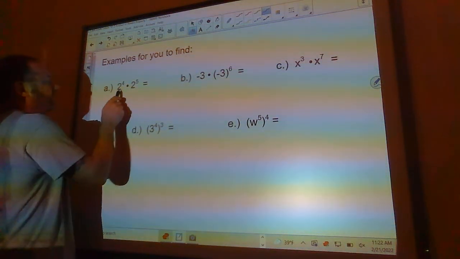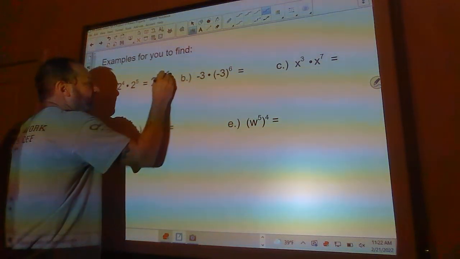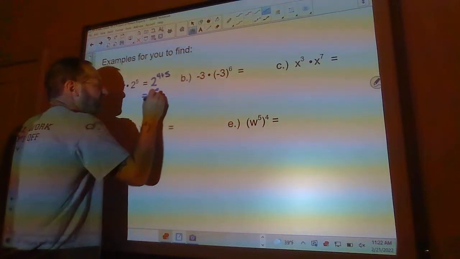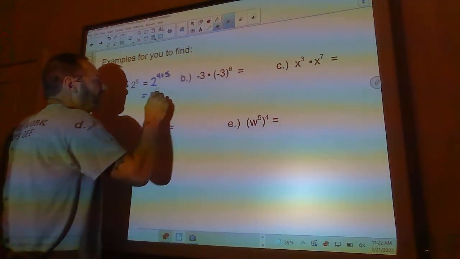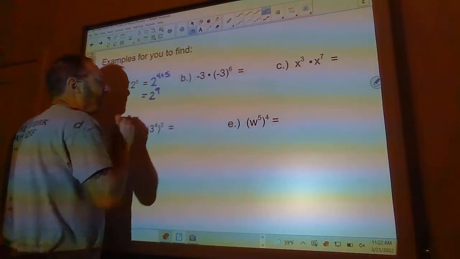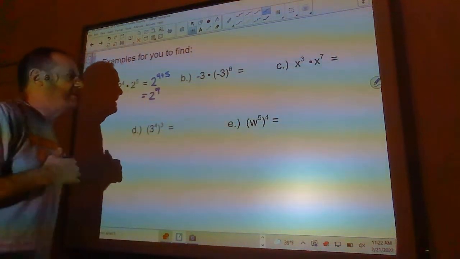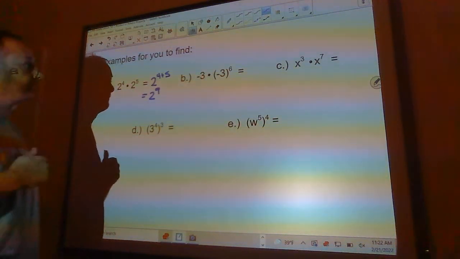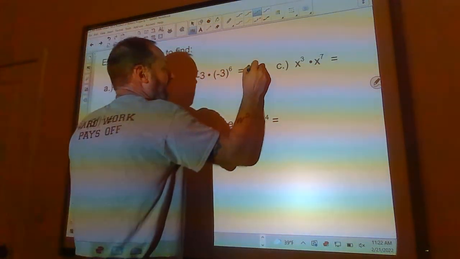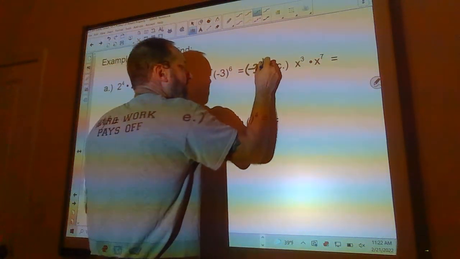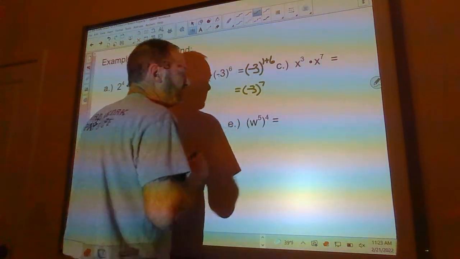Okay. This one would be 2 to the 4 plus 5 power, which is 2 to the 9th power. That 9 doesn't show up very well, so we're going to fix that. Okay. What about this? Negative 3 times negative 3 to the 6th power. Well, that's just negative 3 to the 1st power. So this would be negative 3 to the 1 plus 6, which would be negative 3 to the 7th power.